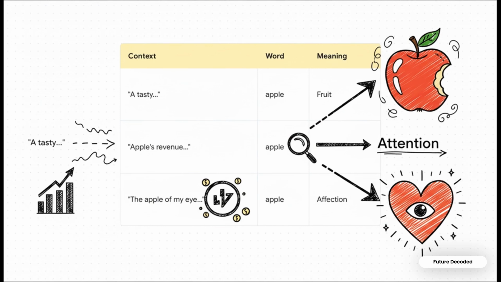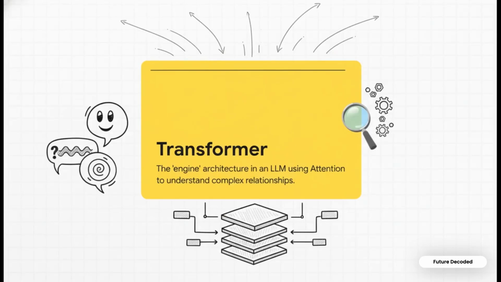The word apple here has 3 totally different meanings depending on the sentence. So how does the AI figure it out? Well, that's where a mechanism called attention comes in. It's a clever way for the model to look at the words around apple, like tasty or revenue, to figure out the correct context. And that attention mechanism, it's the absolute key ingredient inside the transformer architecture.